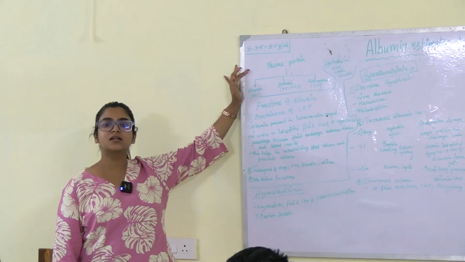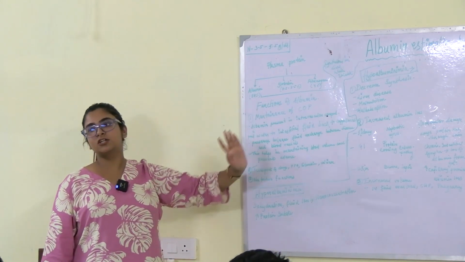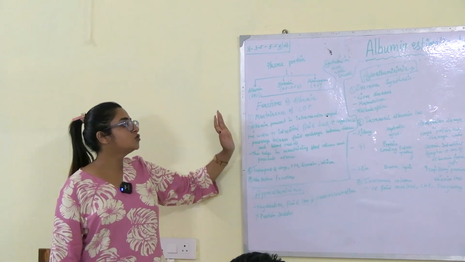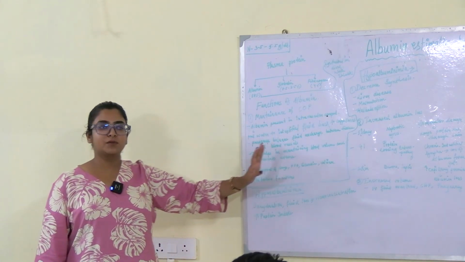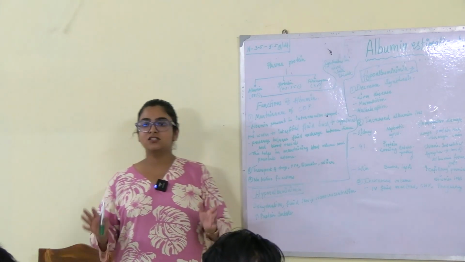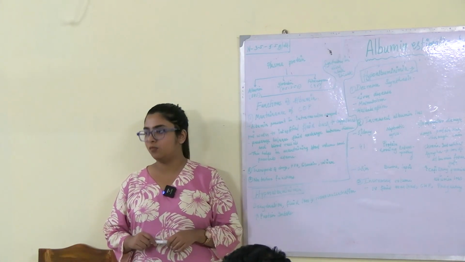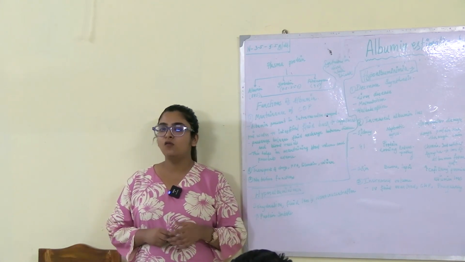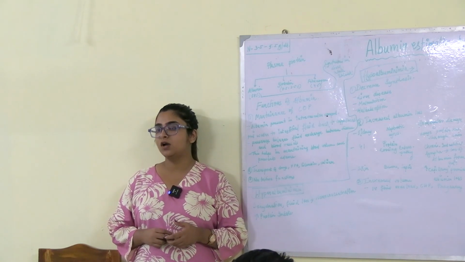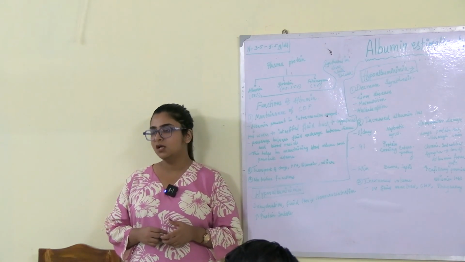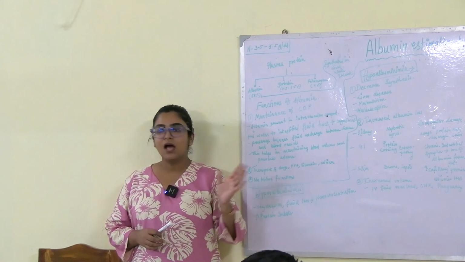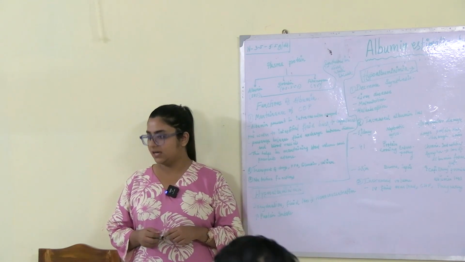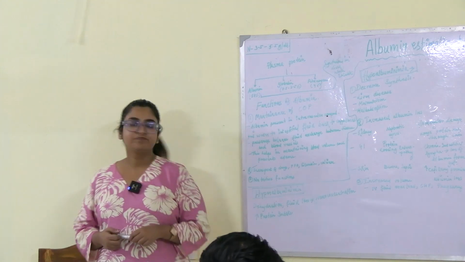Now what functions does albumin do? The main function of albumin in our body is to preserve the capillary osmotic pressure. Now suppose the capillary osmotic pressure is not maintained and there is less albumin in our body. What will happen? What manifestations can you see in a person who has a low albumin value? How can you say this person has hypoalbuminemia? Edema, yes, true.